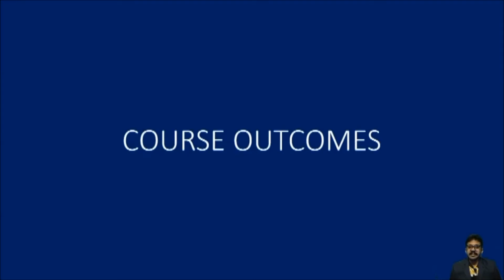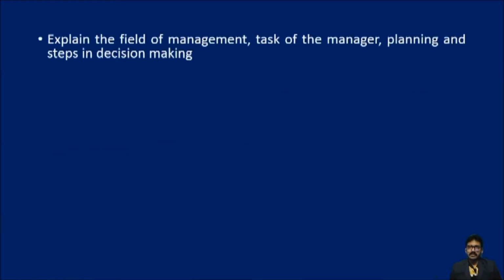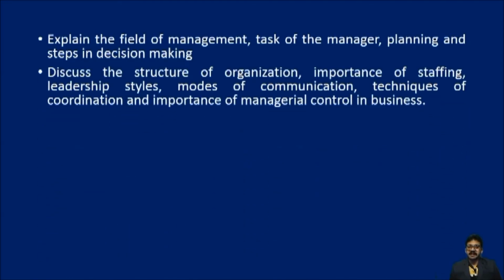After learning this course, a student will be able to do the following things. Outcome number 1 is to explain the field of management, task of a manager, planning and steps in decision making. Outcome number 2 of this subject is to discuss the structure of an organization, importance of staffing, leadership styles, modes of communication, techniques of coordination and importance of managerial control in the business.